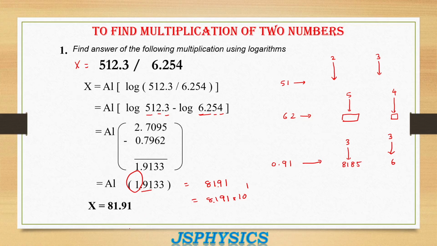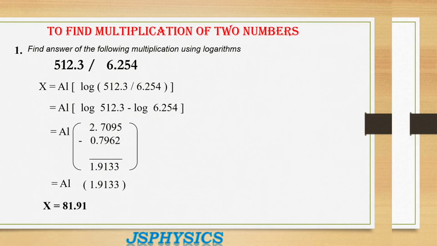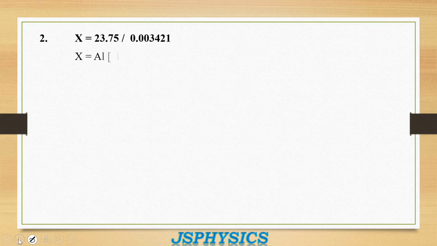So this is how we can simplify the calculation of division by taking logs and then subtracting them. Let us take one more example. Now we want to divide these two numbers, 23.75 and 0.003421. So our first step will be the anti-log of this division.